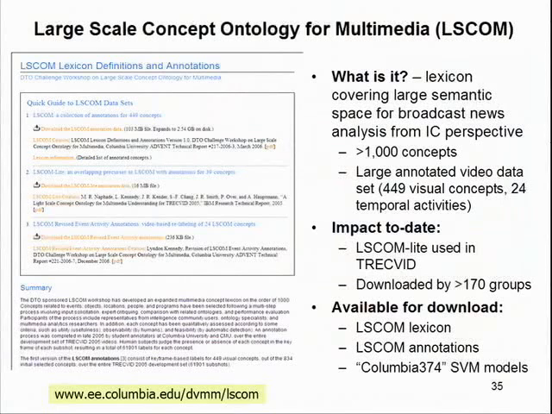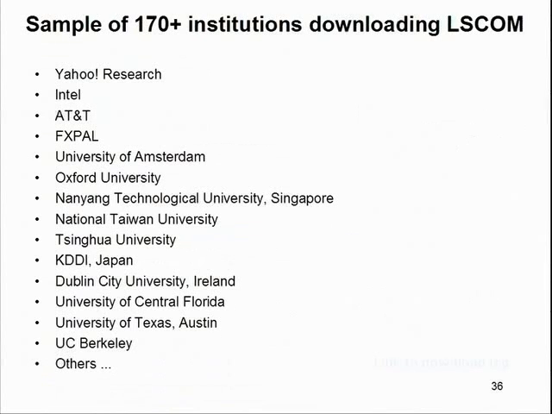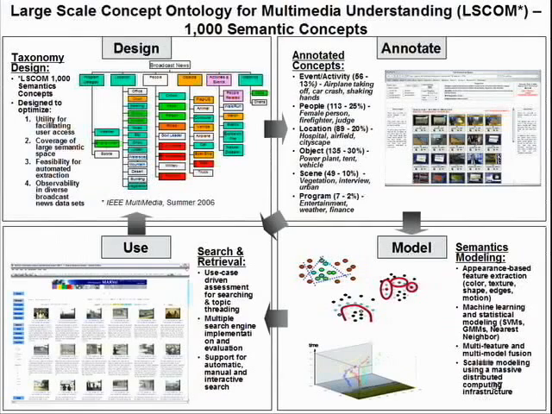This is available for download. Actually, it's being hosted now at Columbia University's site. It's got a bunch of things there: the ontology of 1,000 concepts, a fully annotated broadcast news data set for these concepts, and anyway, just some idea of the kinds of institutions and so on who have accessed this one. Maybe even more have downloaded it since I got this grab.